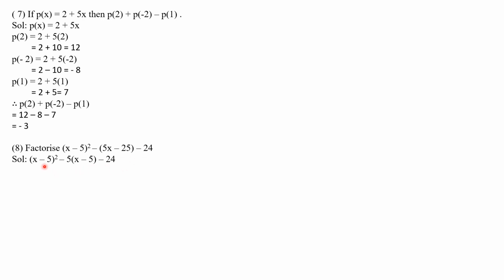Now students, you see x minus 5, x minus 5, I got the same. So I'll substitute a variable for x minus 5. So substitute m equal to x minus 5. So it will become m square minus 5m minus 24, because in place of this x minus 5 there is m, so m square, and in place of this, minus 5m minus 24.